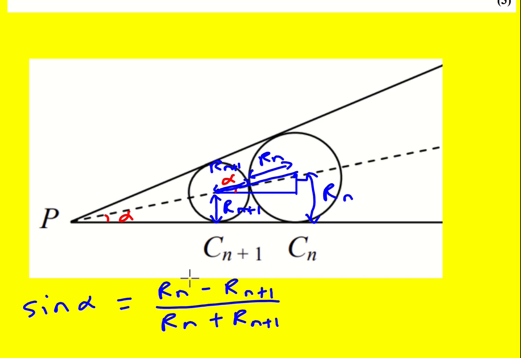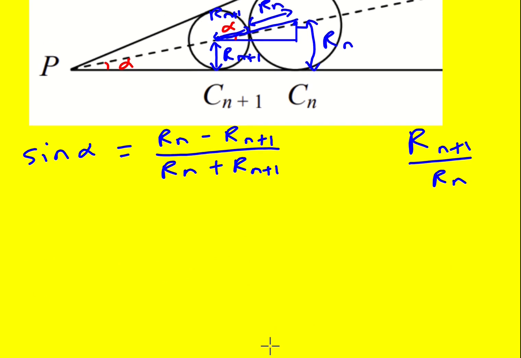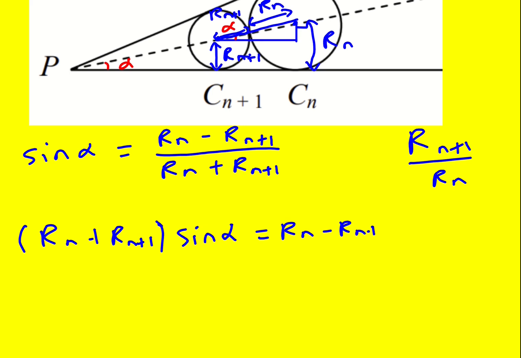And I'm not done, but I've at least now got a relationship between two different terms. Remember, we want to work out what Rn+1 over Rn is. That's the goal. So multiply through by the denominator. And then we want to basically get Rn+1 as the subject.